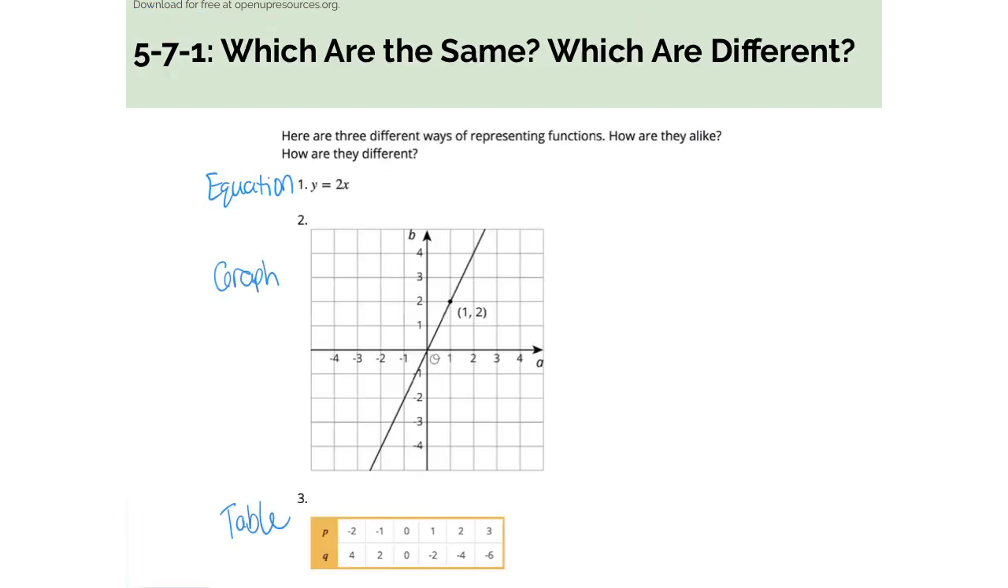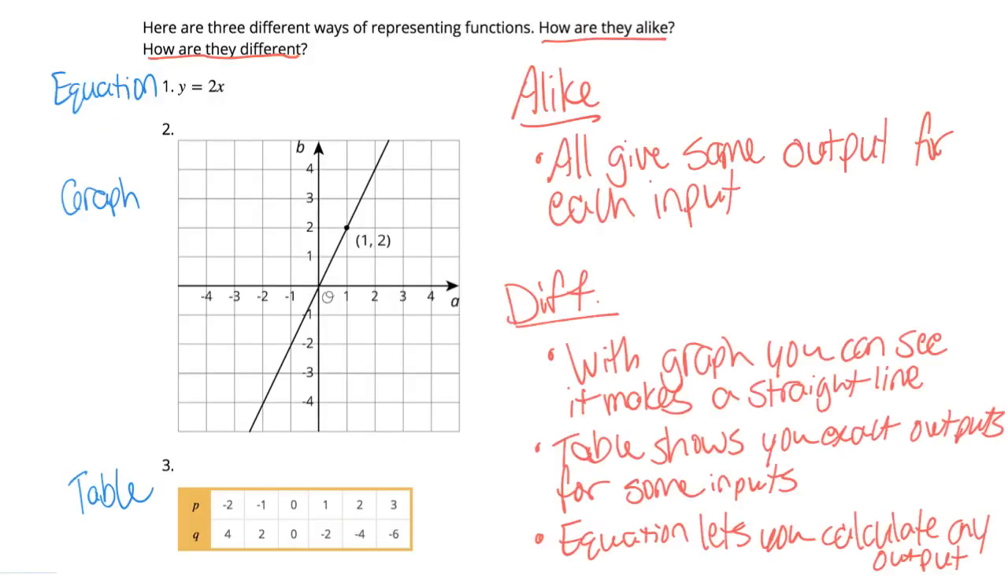The first thing I want you to do in activity 1 is label number 1 as an equation, number 2 as a graph, and number 3 as a table. Sometimes we get those mixed up, so let this serve as some notes for you on which one is which. Now you're comparing and deciding how are these things alike and how are they different. Come up with at least a few reasons and then start again when you're ready.